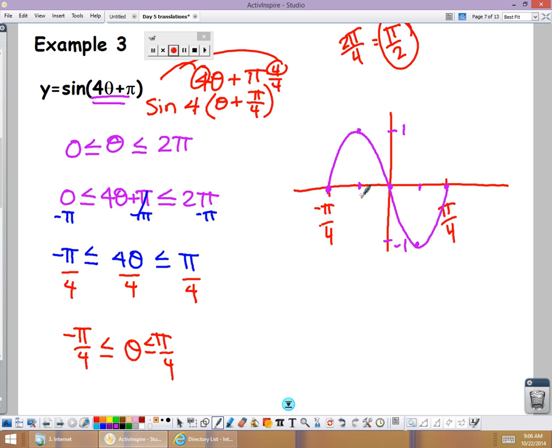Well, how do I label a halfway point? What's halfway between 0 and pi over 4? Well, multiply by half. Take pi over 4 and multiply by 1/2. What's half of that? Well, pi over 8. So this would be at pi over 8 units. And if you think about it, logically, this is 0. This would be what? Negative pi over 8.